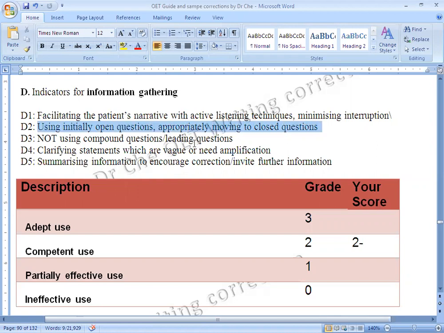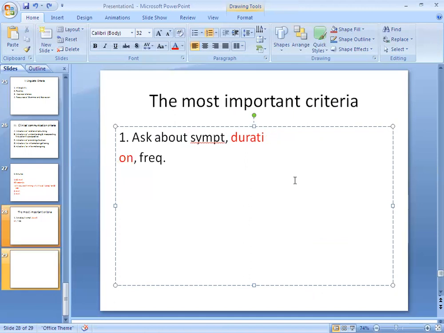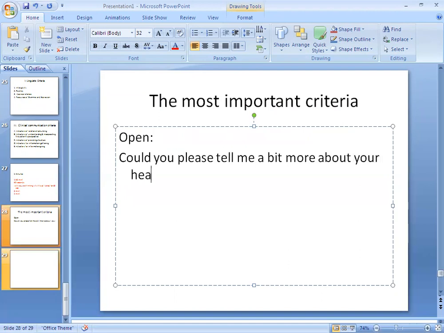So for the second one, Miss Tatiana, can you read, please? Using initially open questions, appropriately moving to closed questions. Let me take Miss Kate, because you are my old student, you know about these things. Miss Kate, can you give me any example of an open question? Could you tell me more about your pain? Please tell me a bit more about your headache or pain. Any other open question? Do you know what can trigger your headache? This is a closed question.